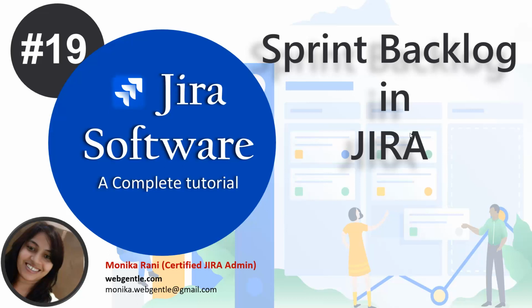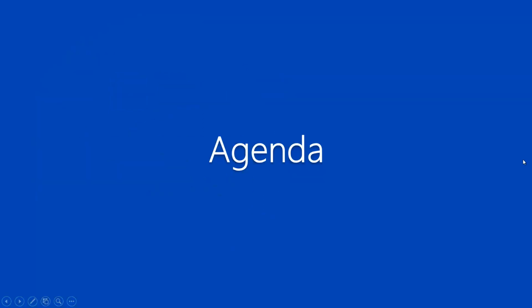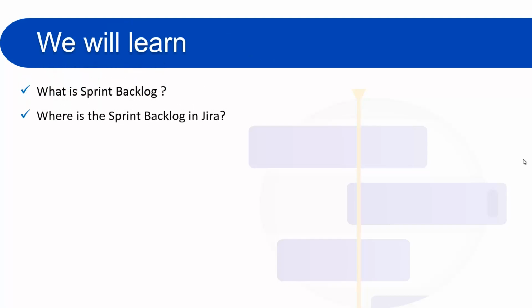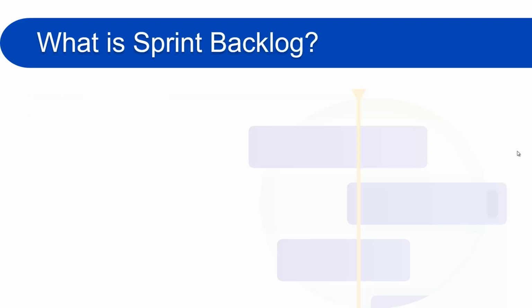I am getting a lot of messages and emails about the Sprint Backlog, where people are asking what is Sprint Backlog and where is the Sprint Backlog in Jira. How can we see the Sprint Backlog in Jira? That's why I am creating this video. So in this video I'll explain what is Sprint Backlog and how you can see the Sprint Backlog in Jira. This is the agenda for this video: what is Sprint Backlog and where is the Sprint Backlog in Jira. We'll move forward and see what is Sprint Backlog.